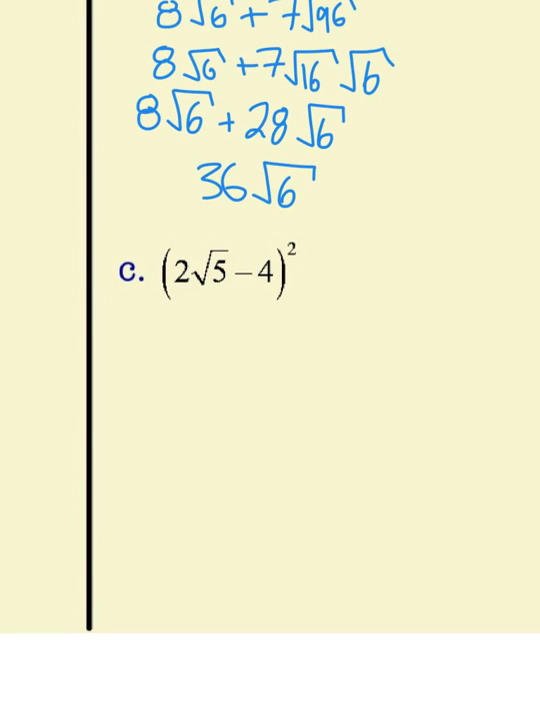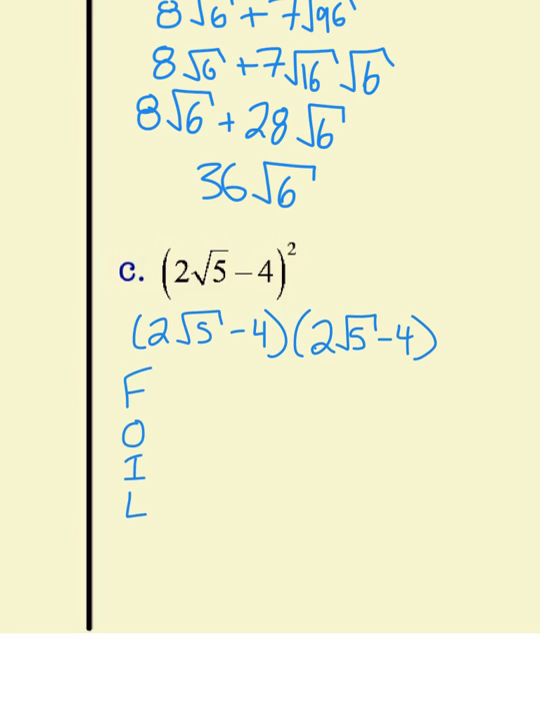2 times the square root of 5 minus 4 squared. So I think this is going to be easiest to see if we write it out as 2 binomials and then we FOIL it. If I take the first terms, that's 2 square root of 5 times 2 square root of 5. 2 times 2 is 4. Square root of 5 times square root of 5 is 5. 4 times 5 is 20.